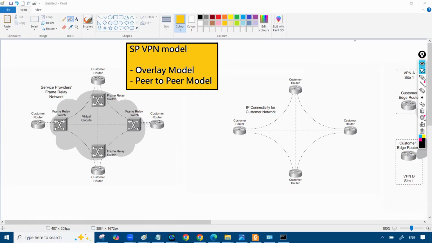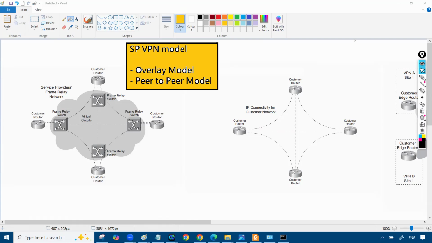So today we are going to talk about the service provider VPN model. So these are the two models we have in a service provider network. Based on these two models, you can create the VPN. First, we have the overlay model. The name represents it.